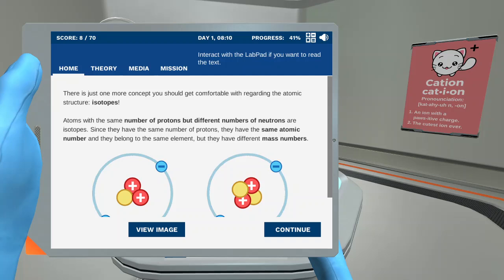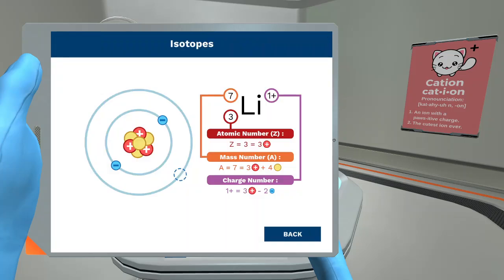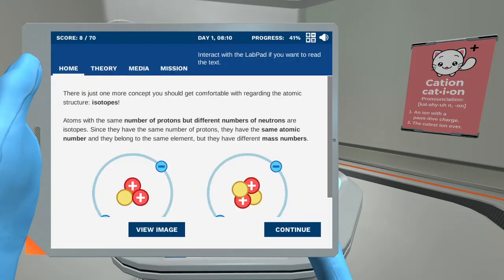There is just one more concept you should get comfortable with regarding the atomic structure: isotopes. Atoms with the same number of protons but different numbers of neutrons are isotopes. Since they have the same number of protons, they have the same atomic number and they belong to the same element, but they have different mass numbers.